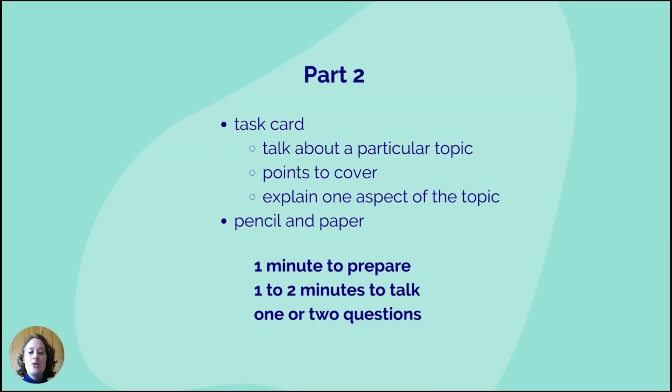As I said, part 2 is the individual long turn. In this section, the examiner gives the candidate a task card, which asks the candidate to talk about a particular topic. It includes points to cover and instructs the candidate to explain one aspect of the topic.